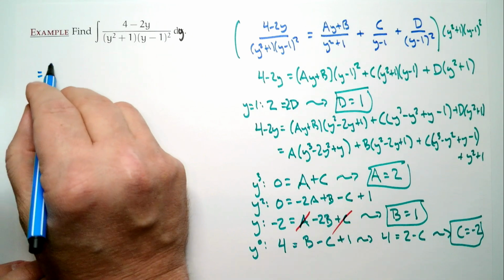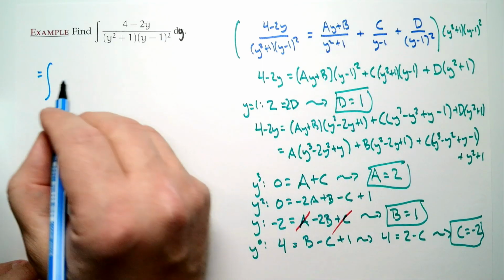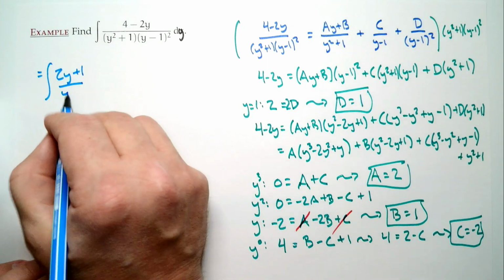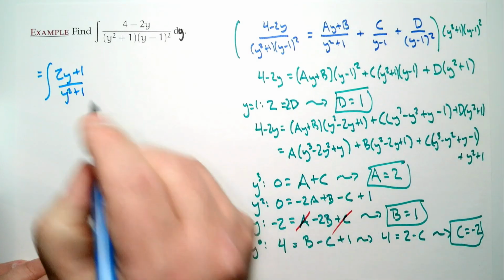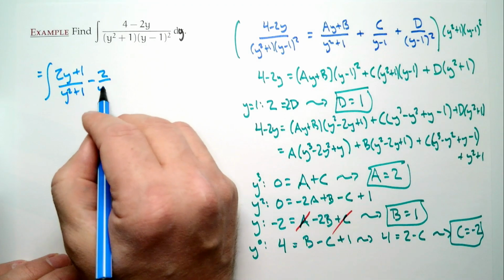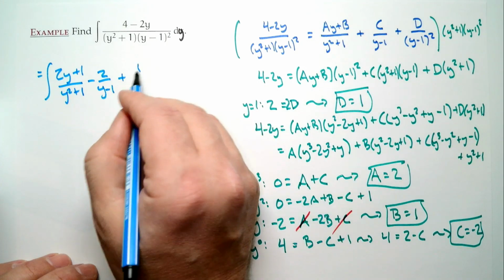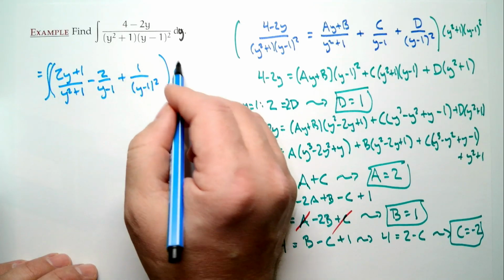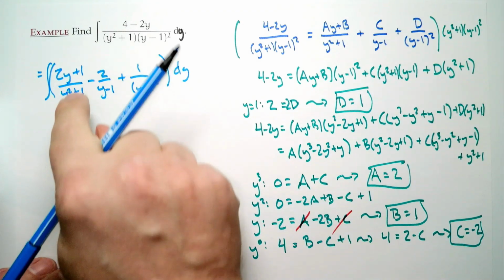So it says this integral is equal to a times y, so that's 2y, plus b plus 1 over y squared plus 1, plus c, that's minus 2 over y minus 1, plus d, which is plus 1 over y minus 1 squared, dy. So partial fractions has allowed us to pull it apart. Now we can, of course, pull apart some more.